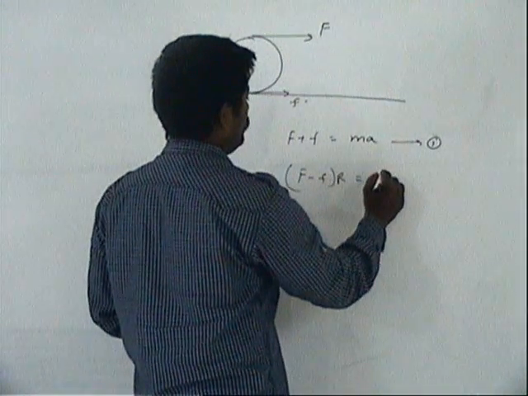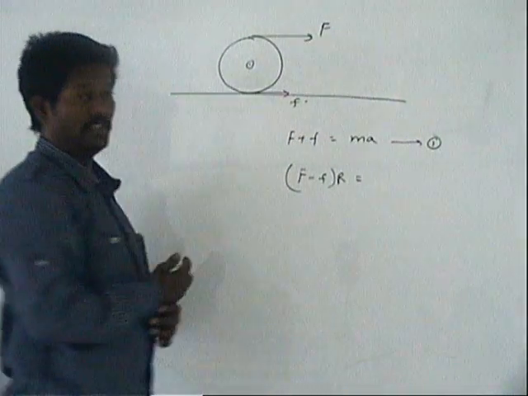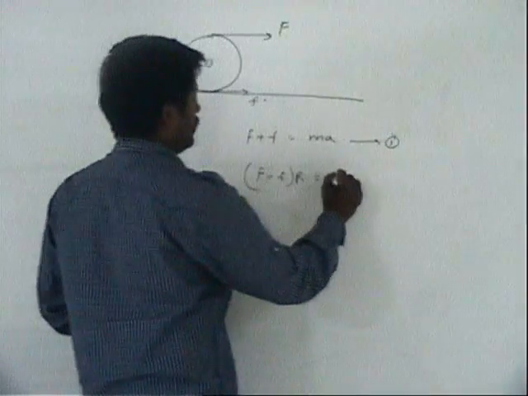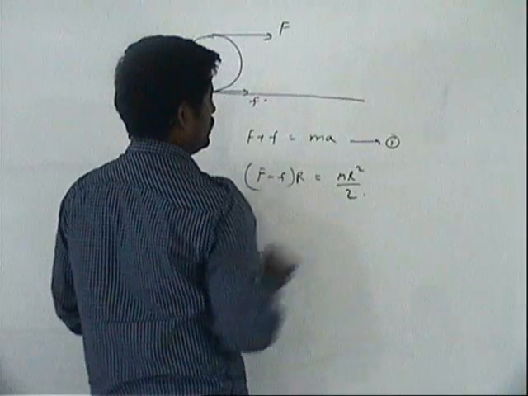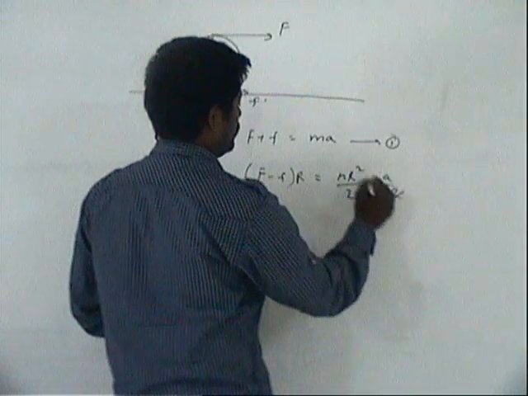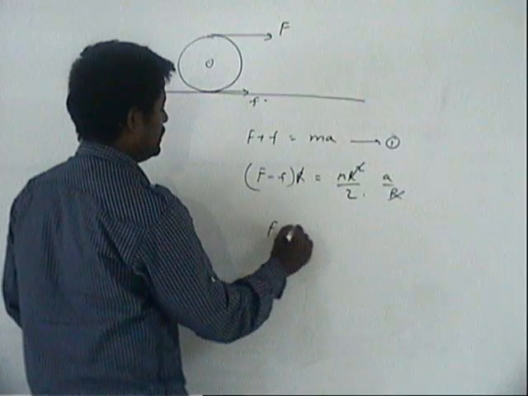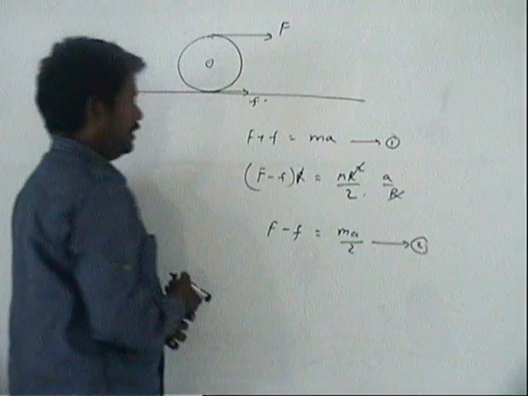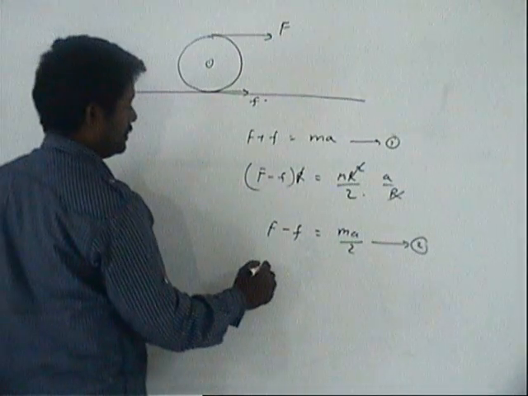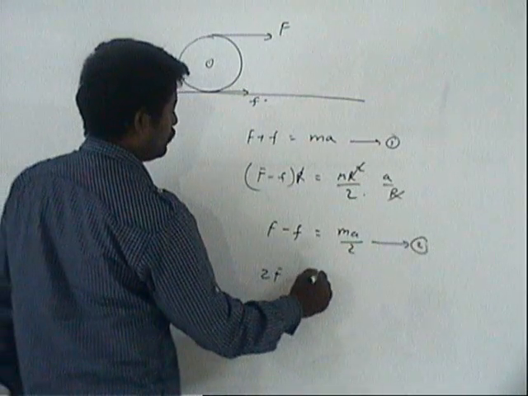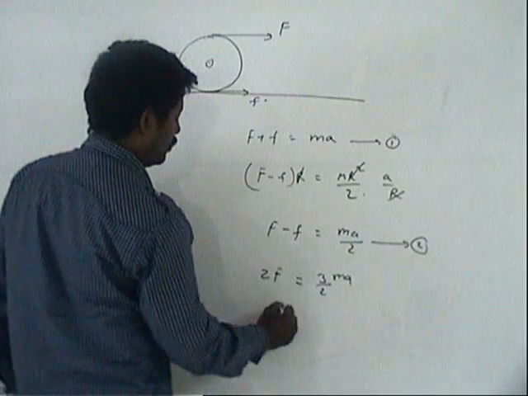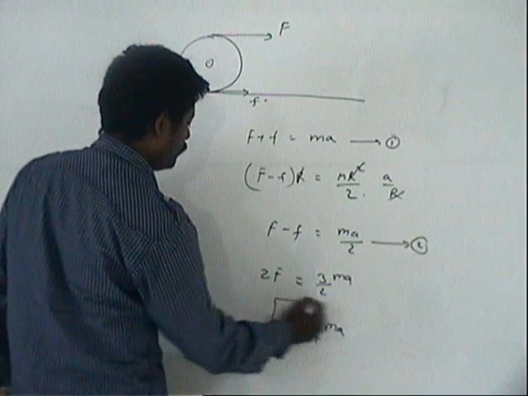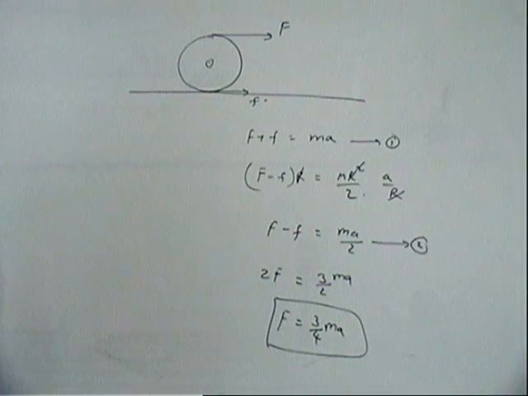Torque equal to I alpha, we know. We are taking the torque about the center of the disc, therefore the moment of inertia should be taken about the center of mass only. Therefore, mR square by 2 into alpha, which is a by R. So R gets cancelled here. F minus f equal to ma by 2. This is equation 2. Now we can simply add 1 and 2 and get 2F equal to 3 by 2 ma, or F equal to 3 by 4 ma. So this is the minimum force required for pure accelerated rolling.